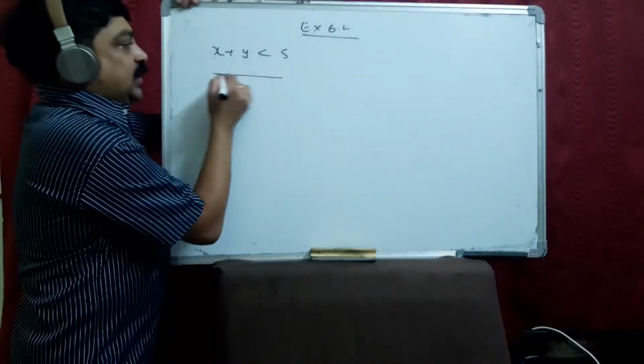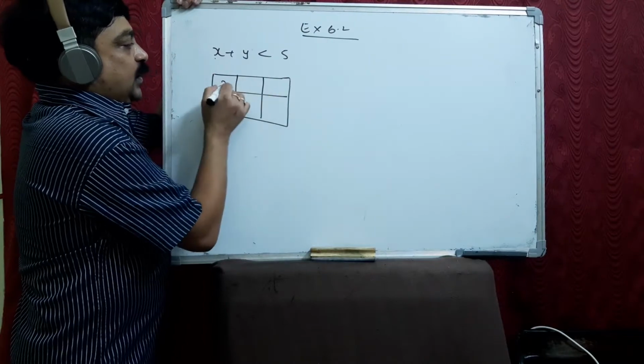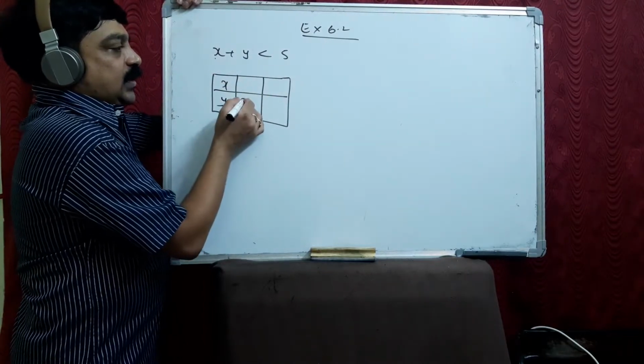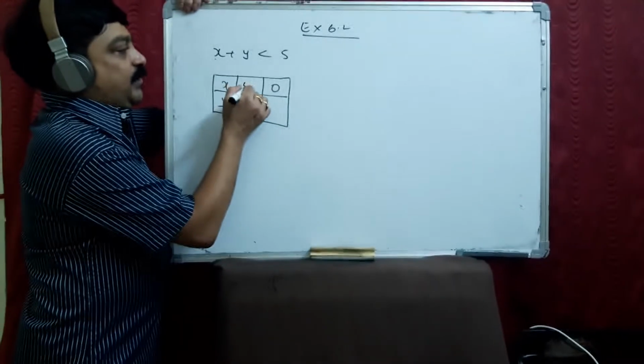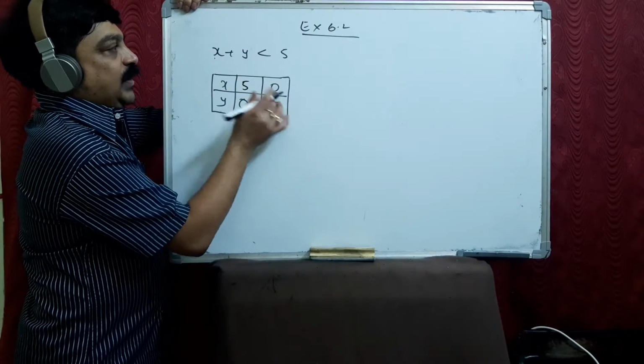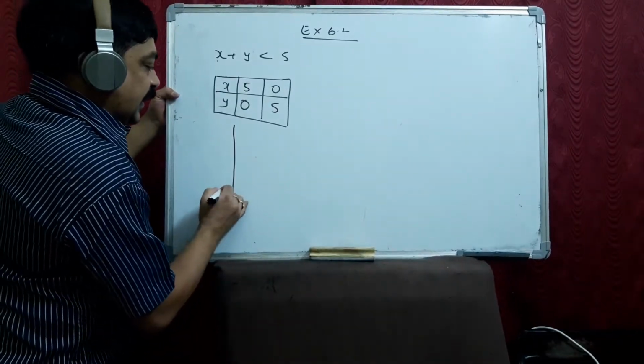When two variables are there, take a box with x, y and the values 0, 0. So what are the values here? When y is 0, x will be 5. When x is 0, y will be 5. Just put 0, 0. Why? Because we draw these lines in intercept form.